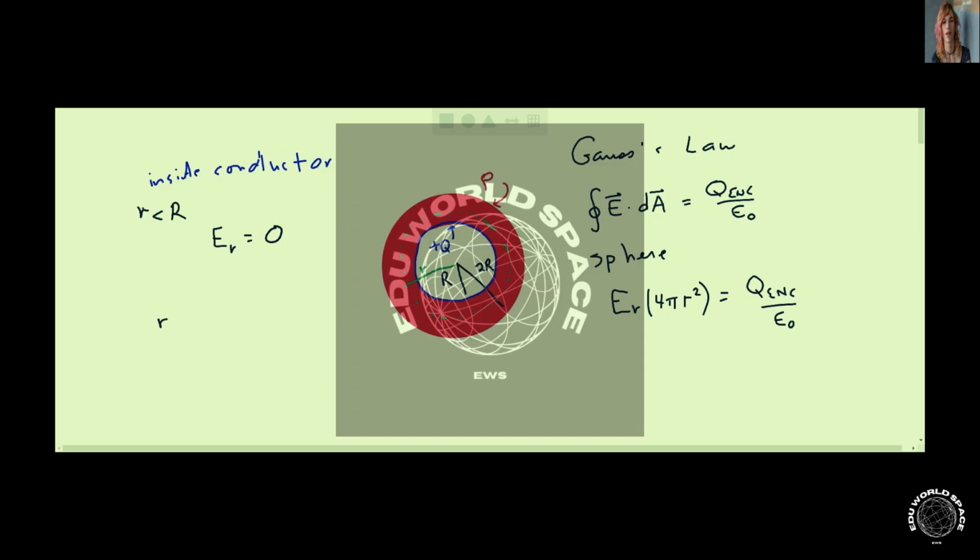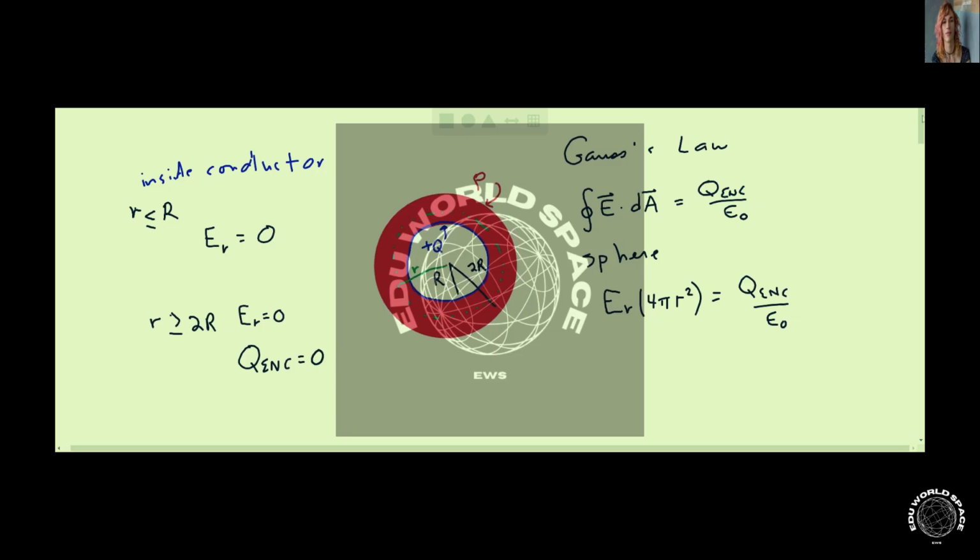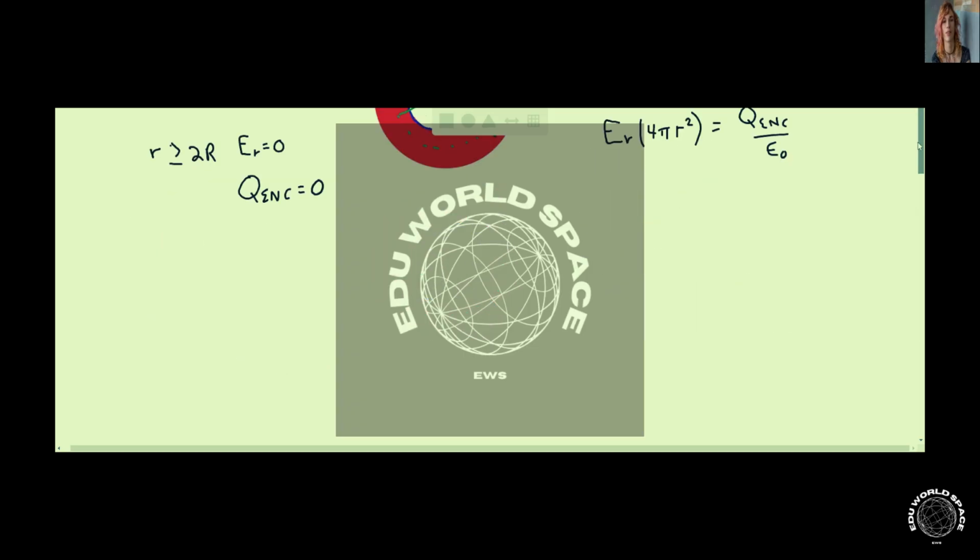For R less than or equal to r, less than or equal to 2R, we're going to say that the field is zero, because we are actually going to finagle the Q enclosed to be zero. And I will do that now, to show you how we are going to make the density inside that insulator just the right amount to cancel the charge in the conductor.